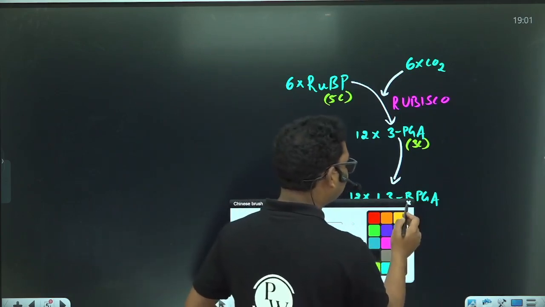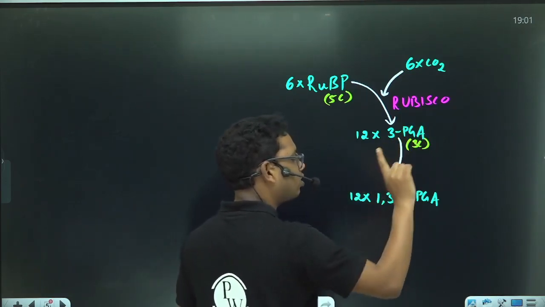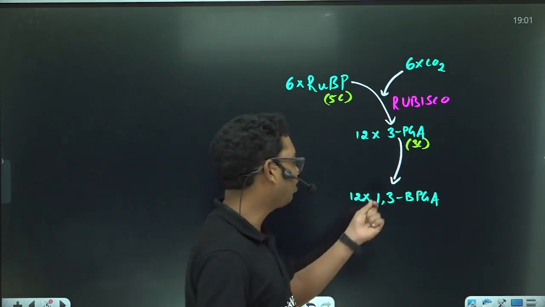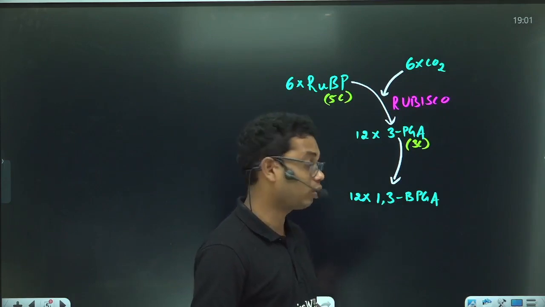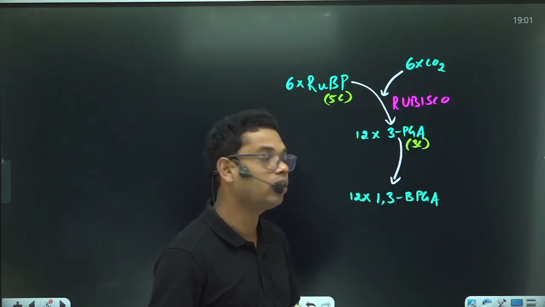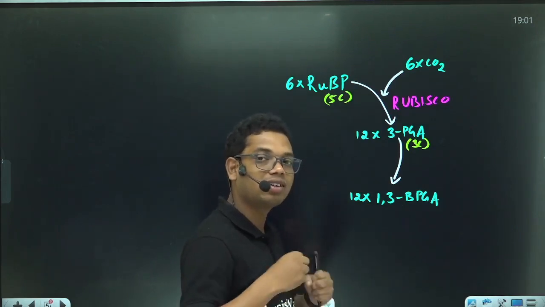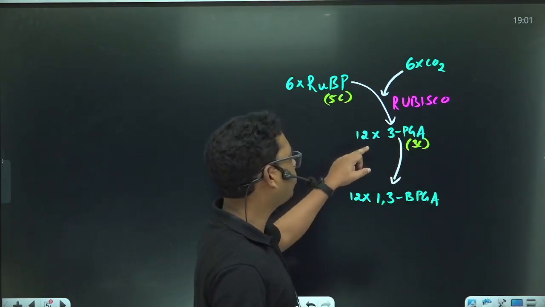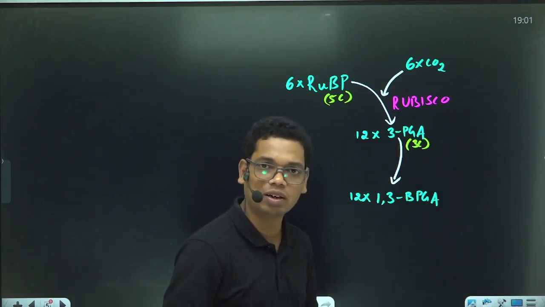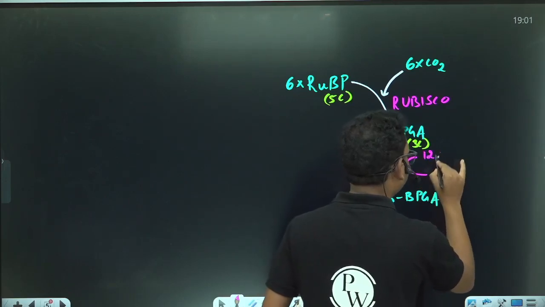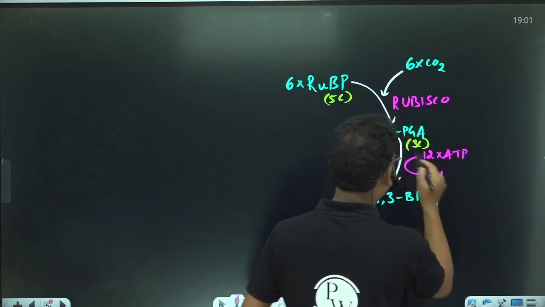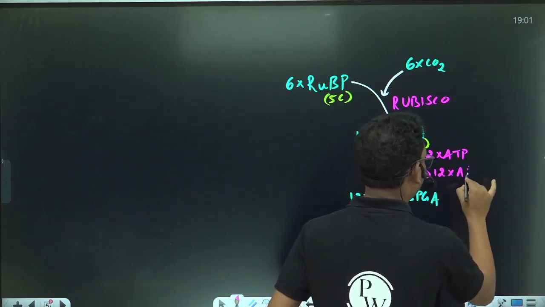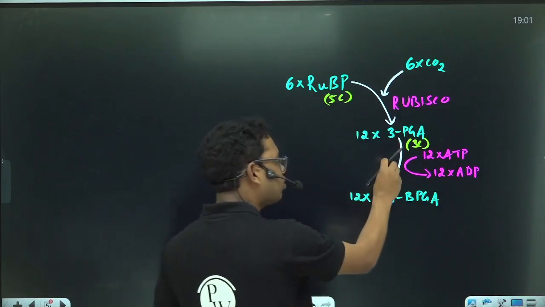In 3-phosphoglyceric acid only one phosphate is there at the third carbon, but in 1,3-bisphosphoglyceric acid we have two phosphates, one at the first carbon and second at the third carbon. That extra phosphate comes from ATP. One molecule of ATP gives one phosphate group to 3-phosphoglyceric acid, so for 12 molecules we will require 12 molecules of ATP, which after donating the phosphate will be converted into 12 molecules of ADP. This is the first step of the reduction phase.